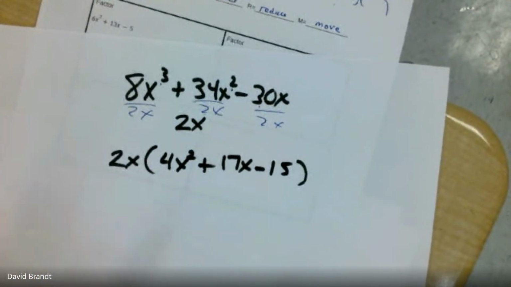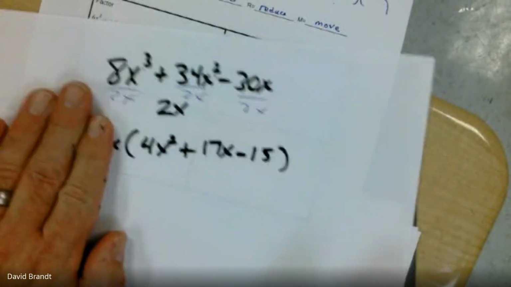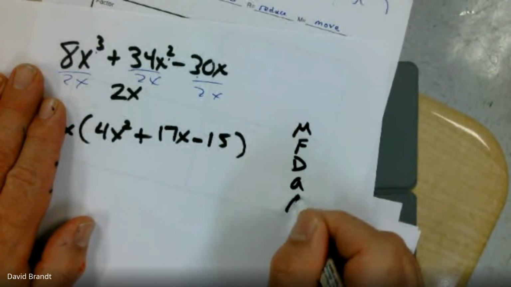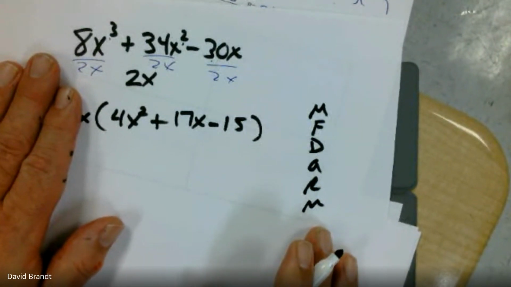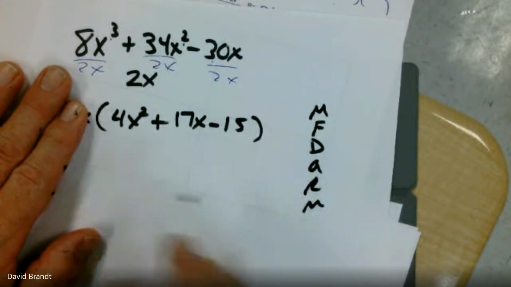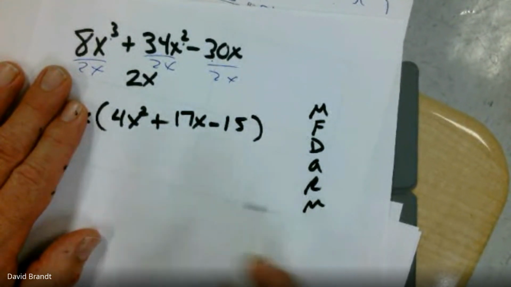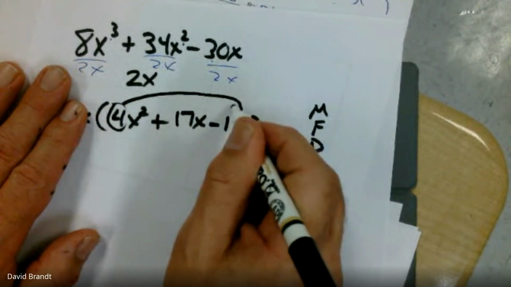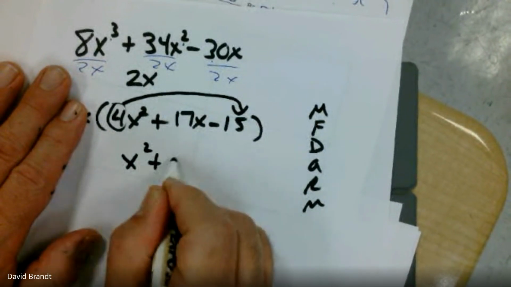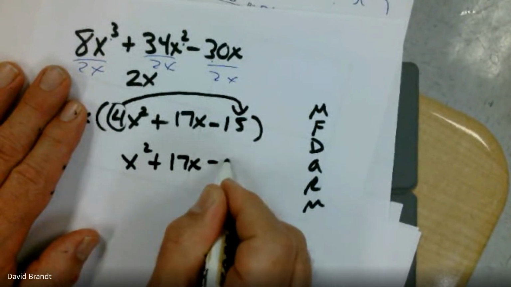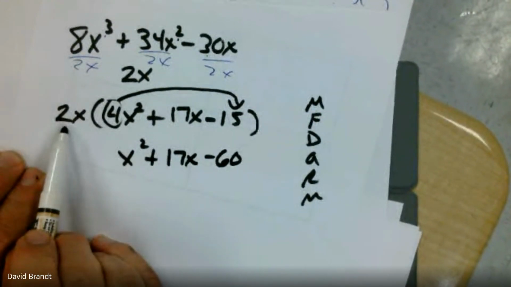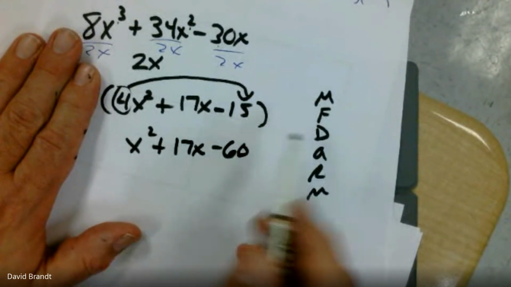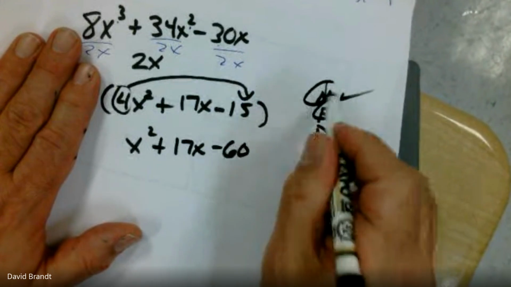Now pretend like the 2x, just cover that up. We're going to write down, my father drives a red motorcycle. First, we're going to take the 4 off and multiply it by the number on the end. That's going to give me 60. Again, just pretend like the 2x is not there. We'll put it back at the end. Now we did the multiply step. Now we need to do the factor.